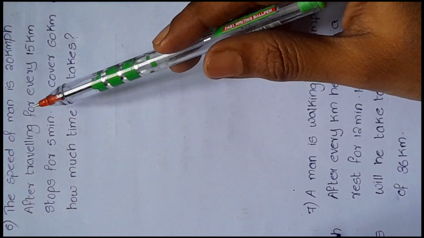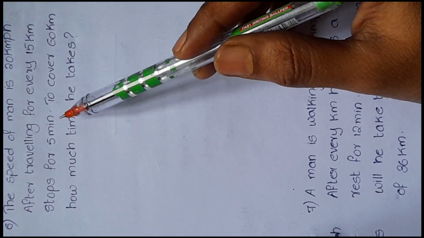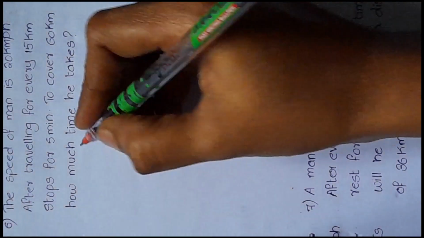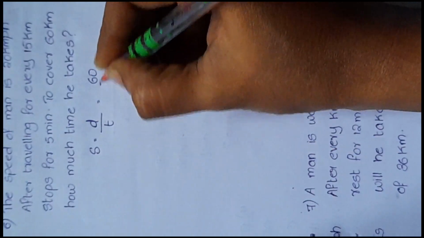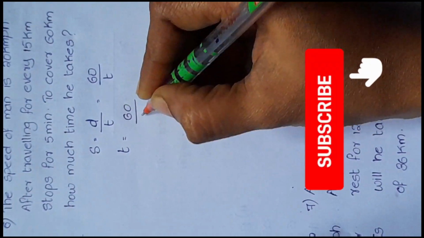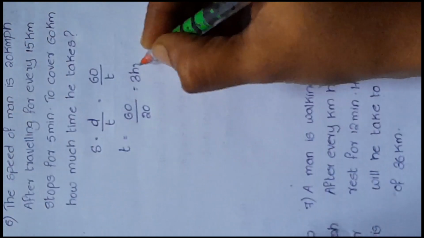Sixth question. The speed of a man is 20 kilometers per hour. After traveling every 15 kilometers, he stops for 5 minutes. To cover 60 kilometers, how much time does he take? We know that speed is equal to distance by time. The distance is 60 kilometers. Let the time be t. Now t is equal to 60 by 20. 20 is the speed. So it takes 3 hours.